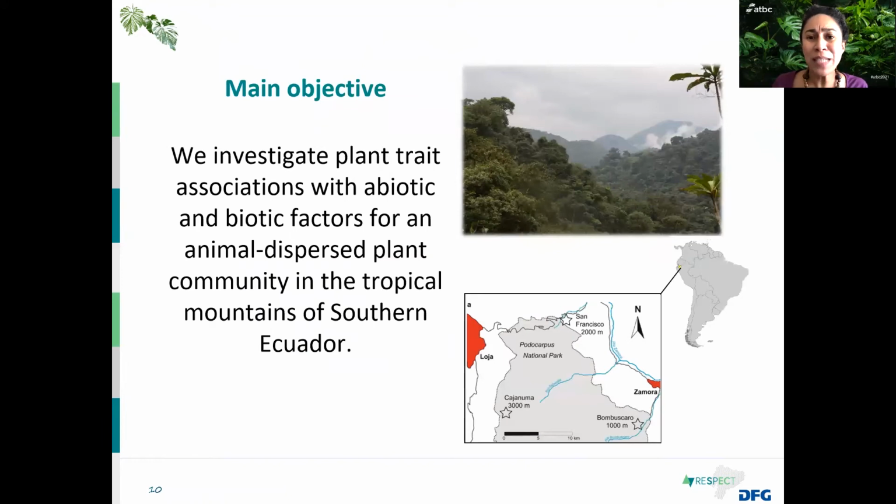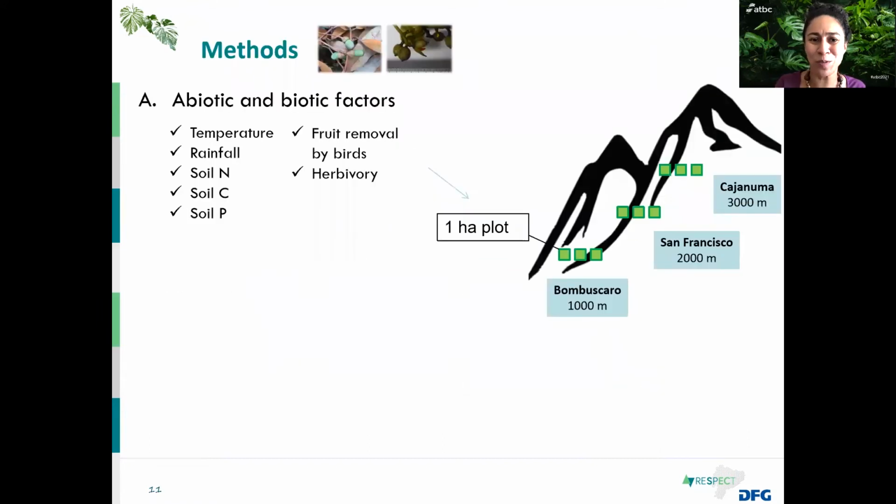Here, we investigate plant trait associations with abiotic and biotic factors for an animal dispersed plant community in the amazing tropical mountains of southern Ecuador.